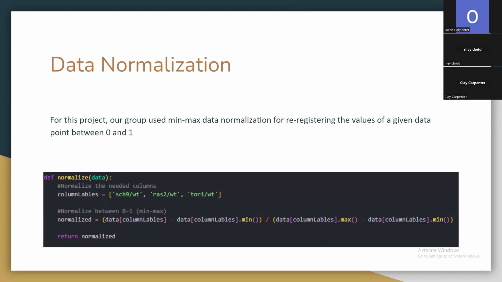And for the data normalization, we just used min-max data normalization for re-registering the values of a given data point between 0 and 1, and this is the code that we use to do that.